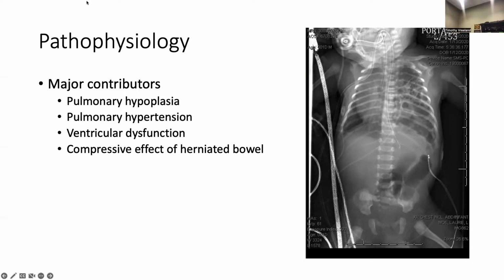And this is just a postnatal X-ray here. You can see the heart shifted over to the right, and this is just a thorax full of bowel gas.